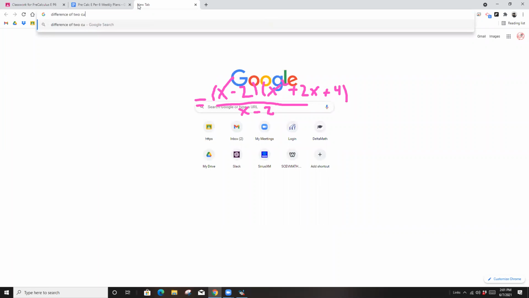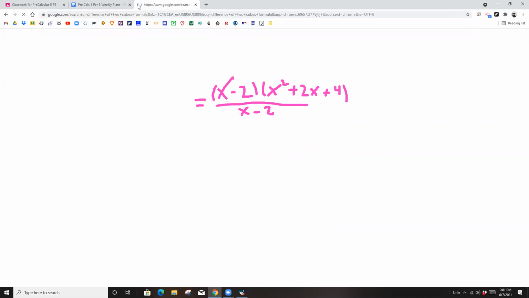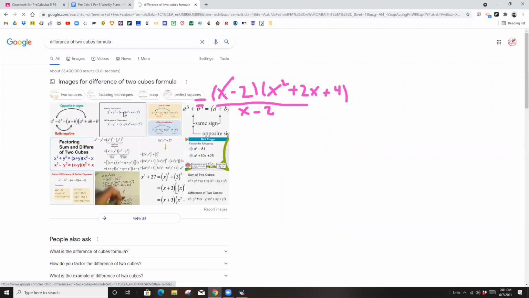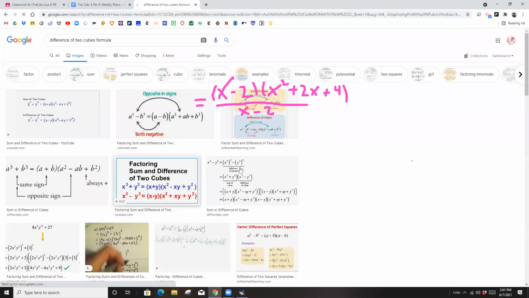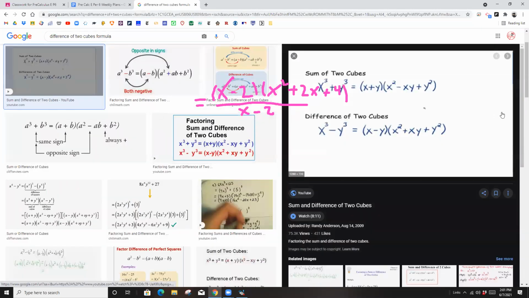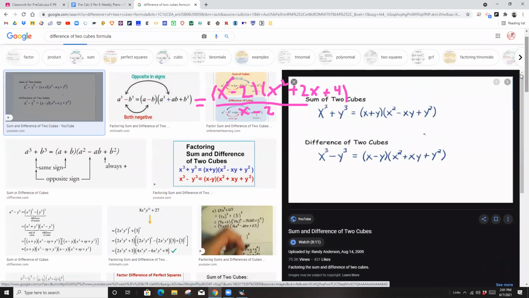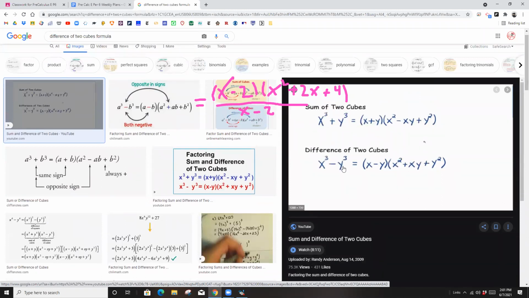Difference of 2 cubes formula. And I just want to point out, if you ever need to memorize this formula, and this year you won't have to because it's a COVID year and we don't need to memorize things in a COVID year. I notice how sum of 2 cubes and difference of 2 cubes formulas are very similar. The only difference are the signs. So like the x, y, x squared, x, y part's the same.